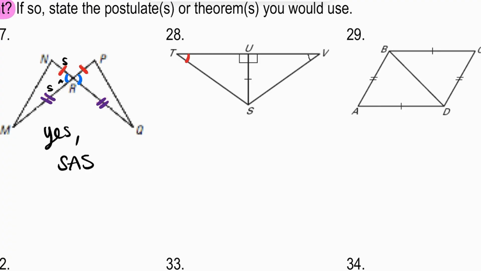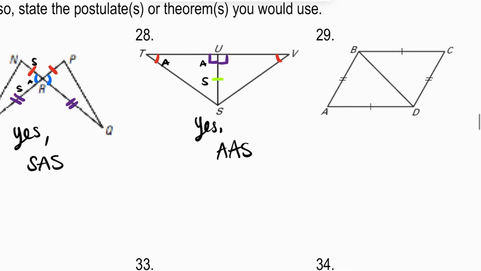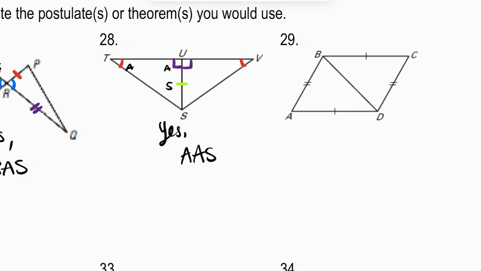28, we have a congruent angle, and we have right angles, and we know right angles are always congruent. And we have a congruent side. So here we have angle, angle, side. So yes, angle, angle, side. 29, we have a pair of congruent sides, another pair of congruent sides, and then because of reflexive, we have one in the middle. So here we would have side, side, side. Yes, side, side, side.